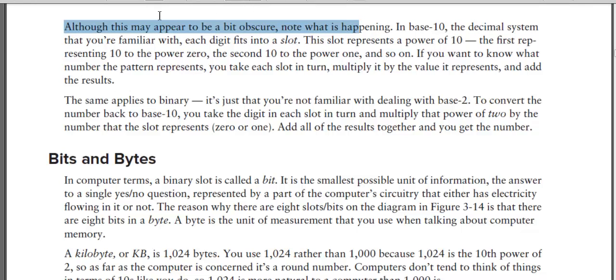In base 10, the decimal system that you're familiar with, each digit fits into a slot. This slot represents a power of 10. The first represents 10 to the power 0, the second 10 to the power 1, and so on. If you want to know what number the pattern represents, you take each slot in turn, multiply it by the value it represents, and add. Okay, we said that already. The same applies to binary. It's just that you're not familiar with dealing with base 2.